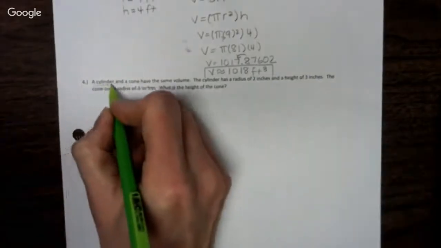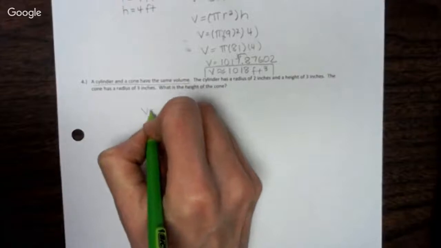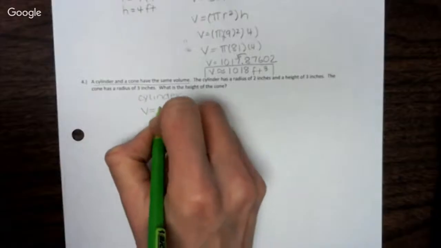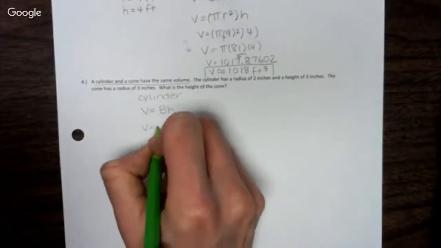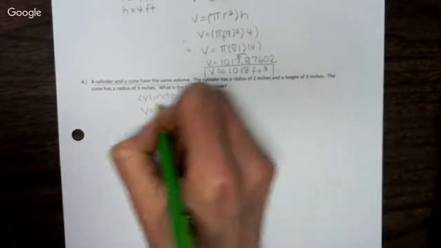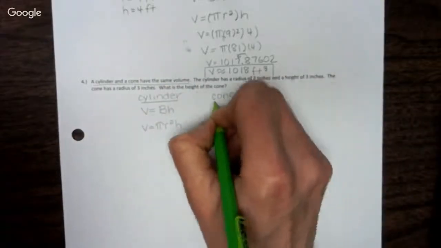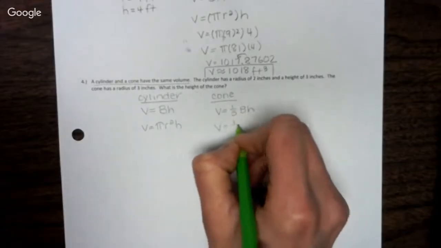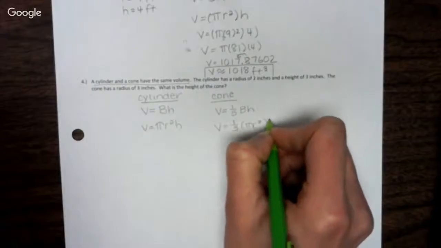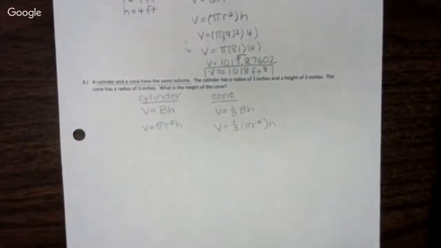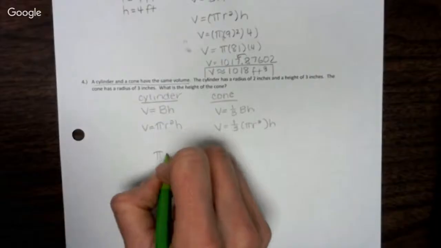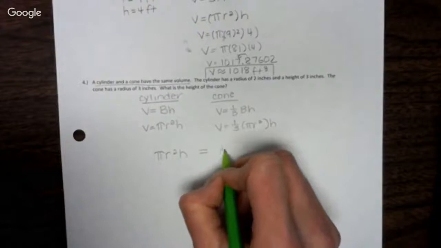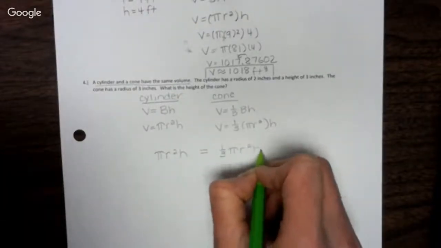All right, well, if the cone and the cylinder have the same volume, that means their formulas are going to be the same. Now, the cylinder has a formula of big B times H, which is really pi r squared H. And the cone is going to be V equals 1/3 big B times H, which is 1/3 pi r squared H. So if they have the same volume, that means that pi r squared H is equal to 1/3 pi r squared H.